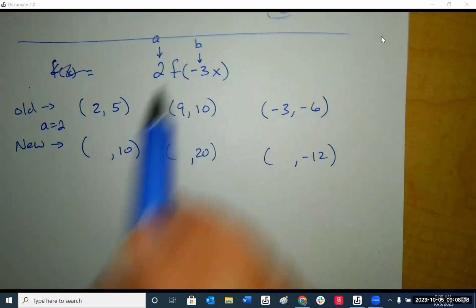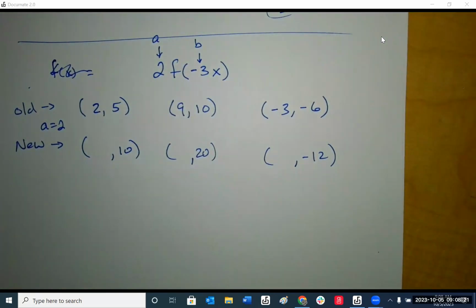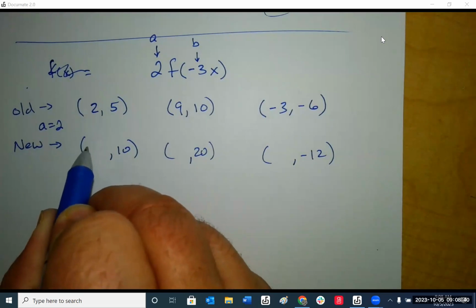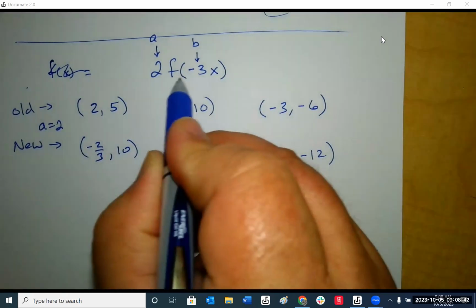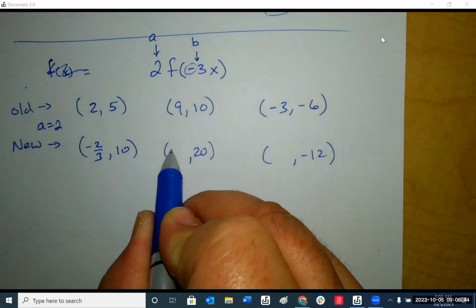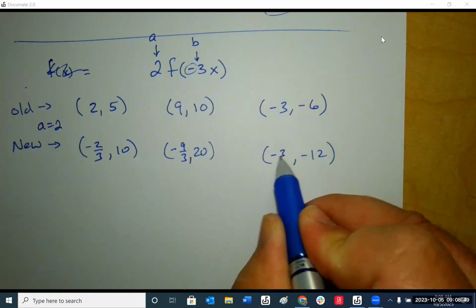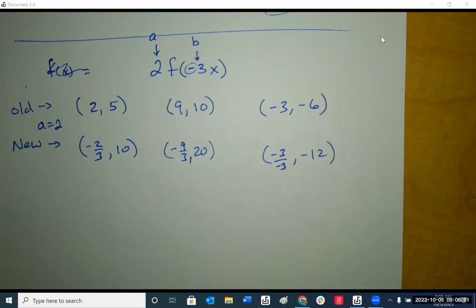But B is a 3. That's larger than 1. So what do you do for the x values if it's larger than 1? Remember, it's opposite. You divide it. So this one's going to be negative 2/3 because that's negative. This one's going to be negative 9/3, negative 3 over negative 3.